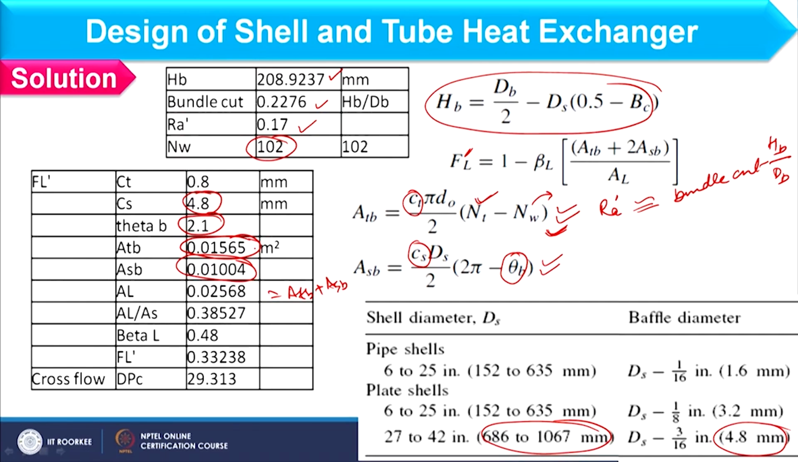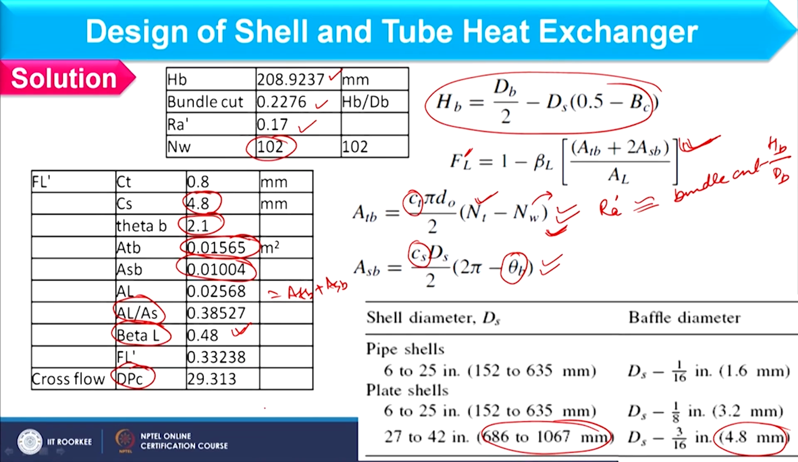Okay. So addition of all these will give the value of AL, and then after that we can find out ratio of AL by AS, and based on that I can see the value of beta L from the graph, right. So that value of beta L comes as 0.48, and based on that I can find out FL dash value using this graph, and using this equation, which is coming at 0.3324, right.